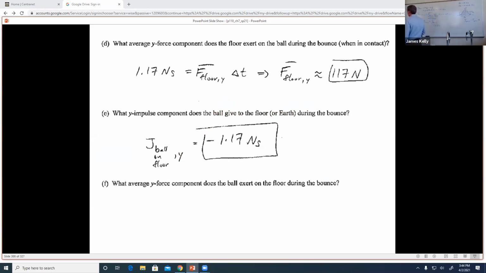And then finally, what average y force component does the ball exert on the floor during the bounce? Well, we already found the y component average force that the floor exerts on the ball during the bounce. Here we want the ball on the floor. It's just the same thing with a minus sign, right? So I'm just forcing you to think about the vector nature of this, the fact that we're talking about y components here of forces, and the same thing is true for impulses. Impulse is a vector, momentum's a vector, so you've got to talk about components, and they can have signs that matter. Any more questions on that worksheet?